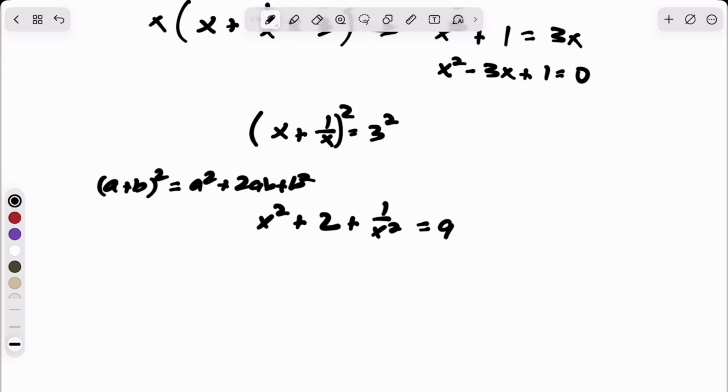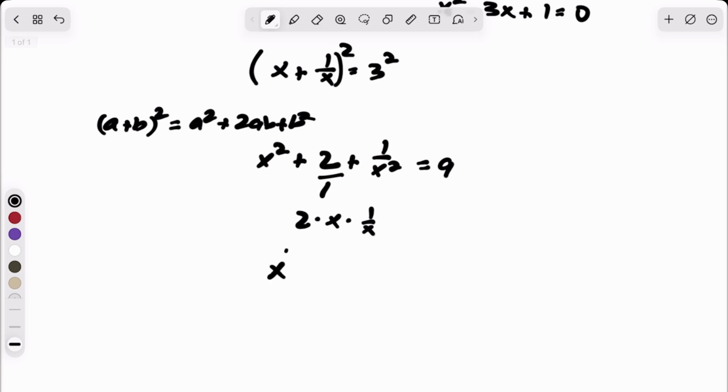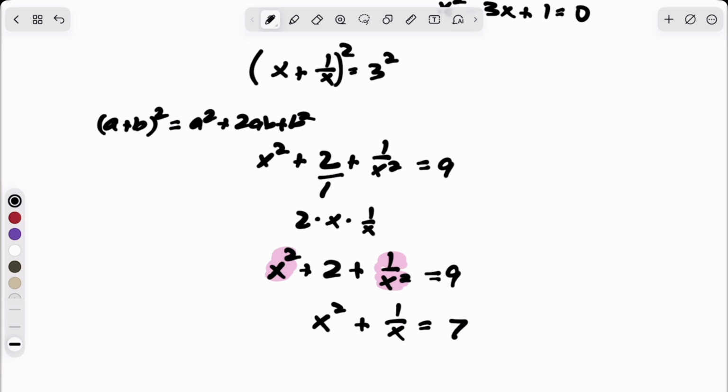That middle term comes from 2 times x times 1 over x, which is just 2. Well, you can probably see the result here. I'm going to rewrite that. If we have x squared plus 2 plus 1 over x squared equals 9, we can easily isolate x squared plus 1 over x squared by subtracting 2 from both sides. The final result, x squared plus 1 over x squared equals 7.